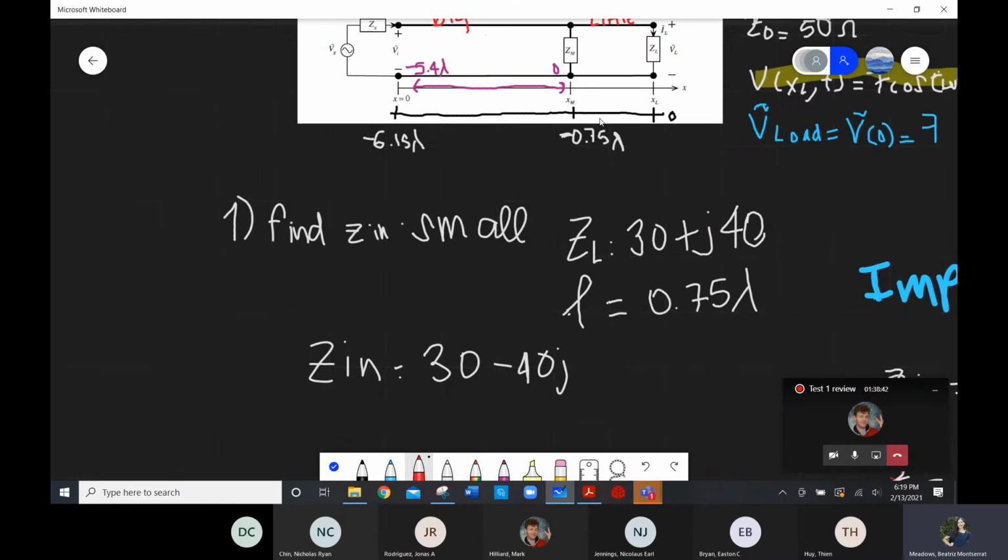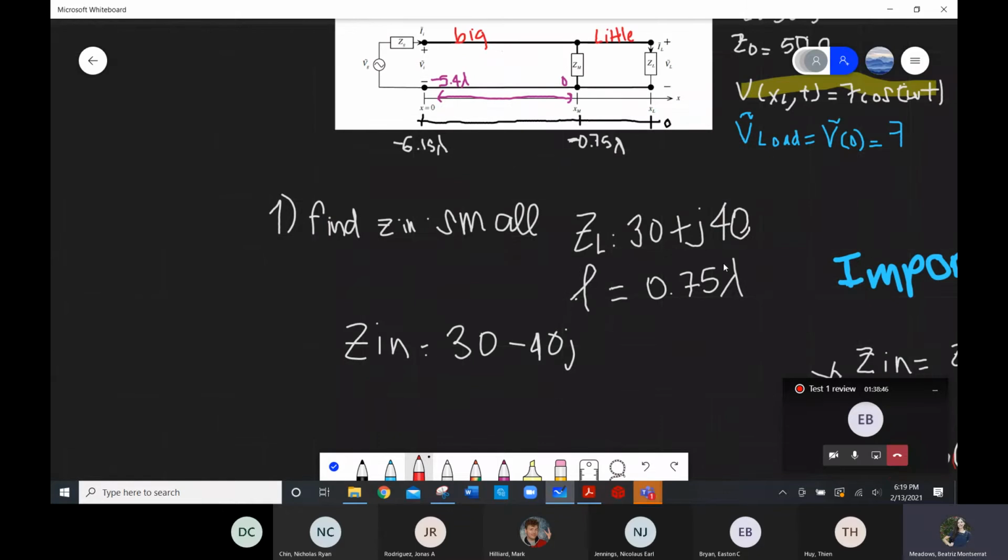And are they in series or in parallel? In parallel? Exactly. So now to find the input impedance, which we're going to call Z prime L. So to find Z prime L, what will be Z prime L, Jonas? It'd be ZL in parallel with ZM.